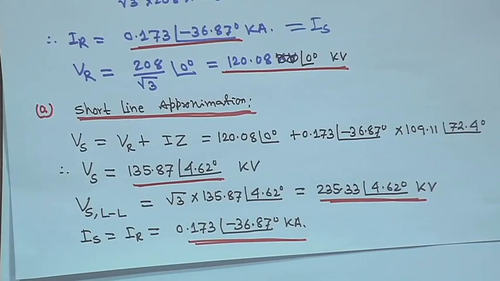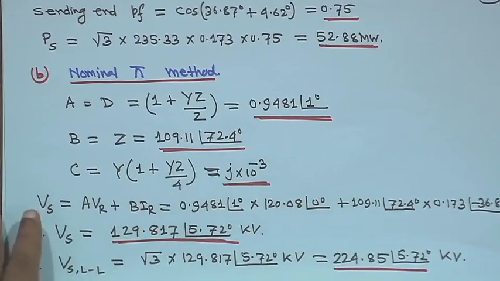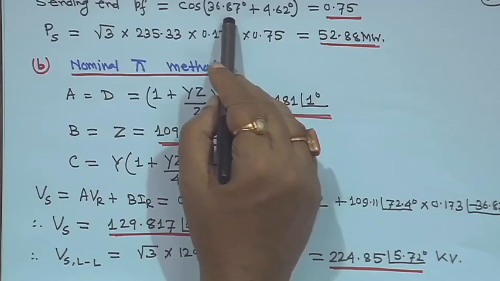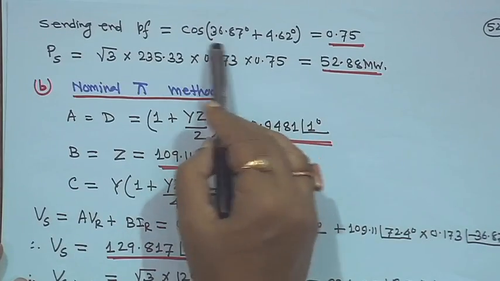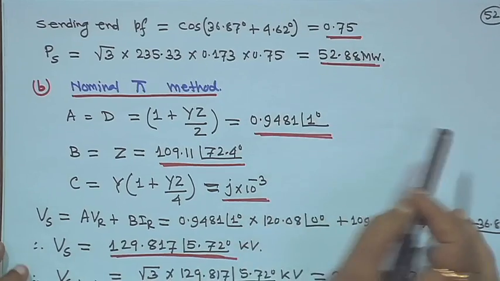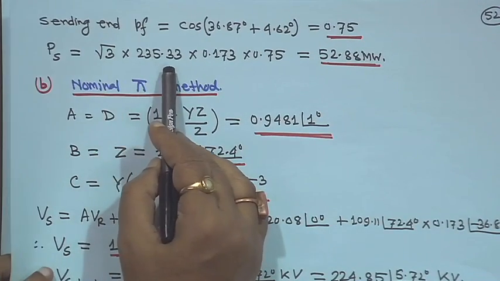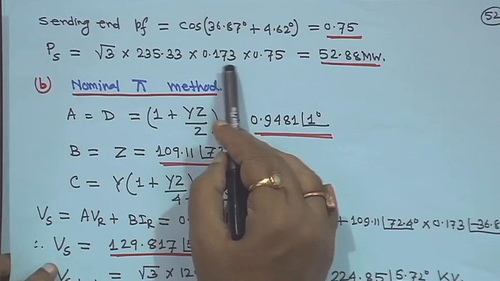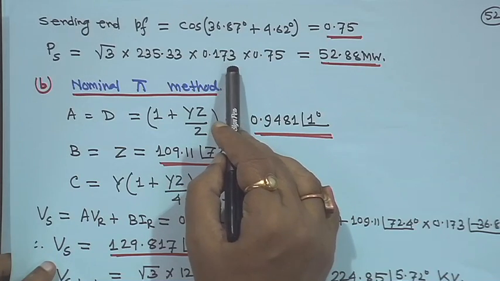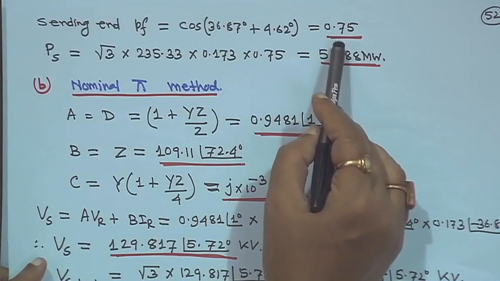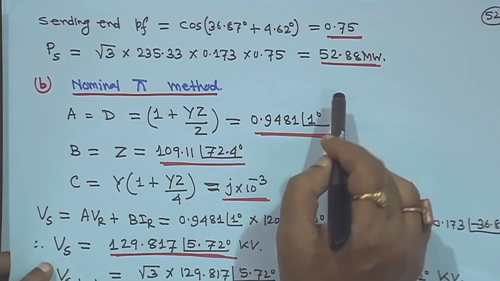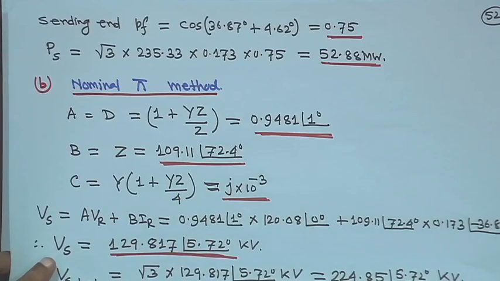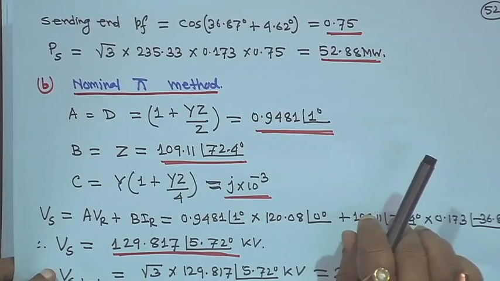So the power factor angle is 36.87 degree plus 4.62, and the power factor is the cosine of this, which is 0.75. The sending end power is equal to root 3 times sending end line to line voltage, into the current 0.173, into the power factor 0.75. So this is 52.88 megawatt, for the short line. After that we will put it in tabular form and you will see the difference.